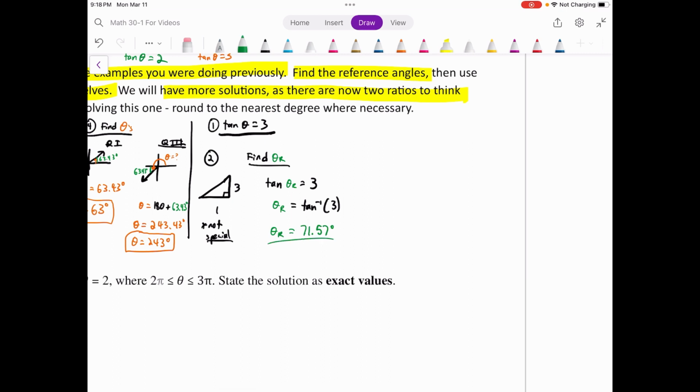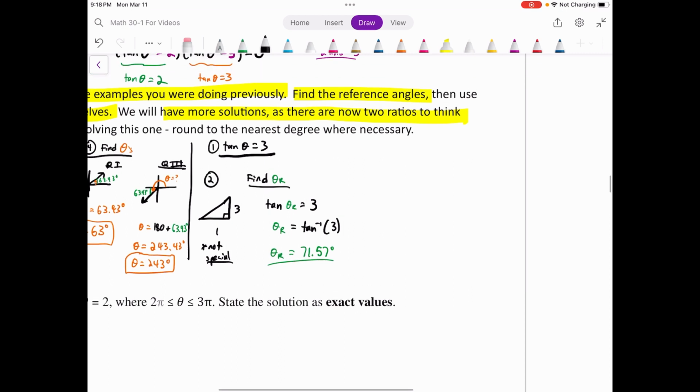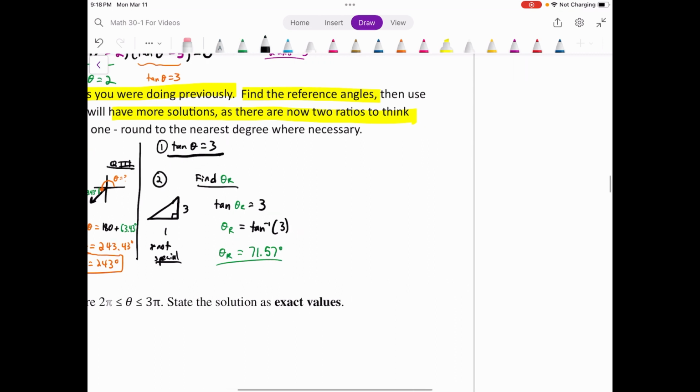Okay, so there we go. Now what do we know? We know we're looking for an angle or angles that have reference angles of 71.57 degrees. Otherwise, the tan of this angle couldn't equal 3. Next up, figure out what angles have a reference angle of 71.57 degrees. So let's get our quadrants.